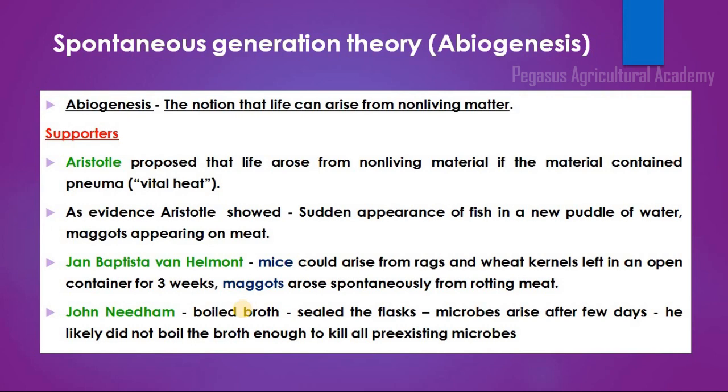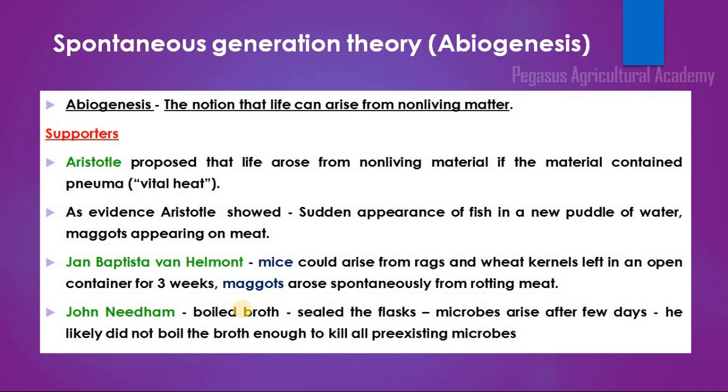Okay, and the next person to support this spontaneous generation theory is Helmont. Okay, what he said is that mice and other maggots arise spontaneously from non-living matter. Okay, so he also did an experiment where he kept some rags and wheat kernels in the open space, and after a few weeks, when he opened these rags, the mice started running out. Okay, so he said that these mice arose from the non-living matter. Likewise he kept some meat in a jar, and after a few weeks he said that the maggots and other flies present inside the jar on the meat arise spontaneously.